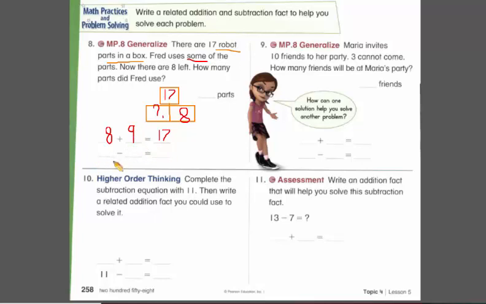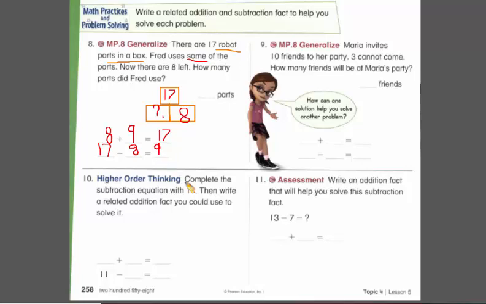If you want to do subtraction, you will start with the whole. The whole minus one part. What is the part? It's 8, equals the other part, which is the part you got, 9.